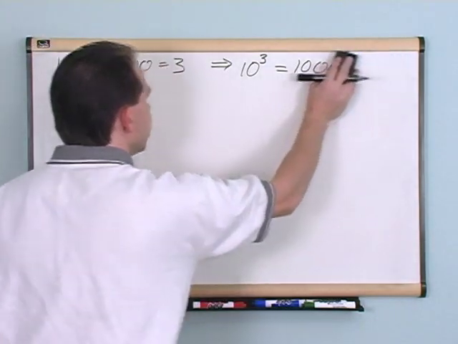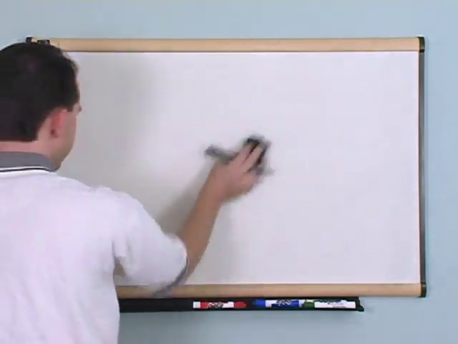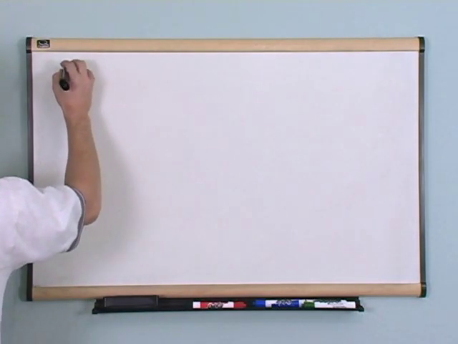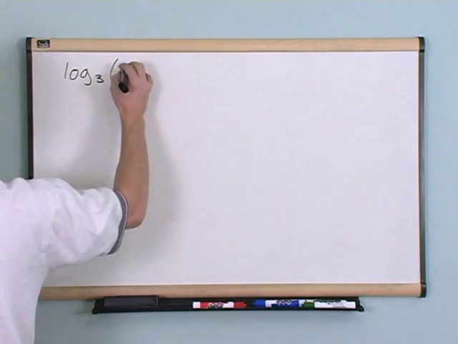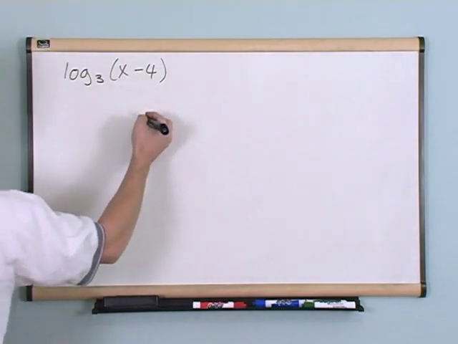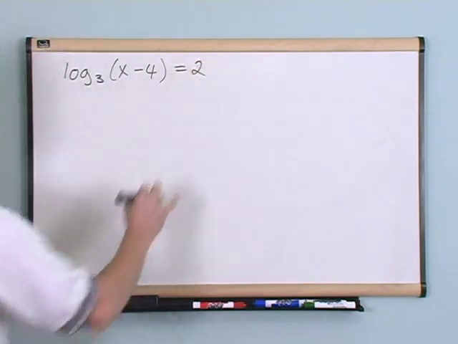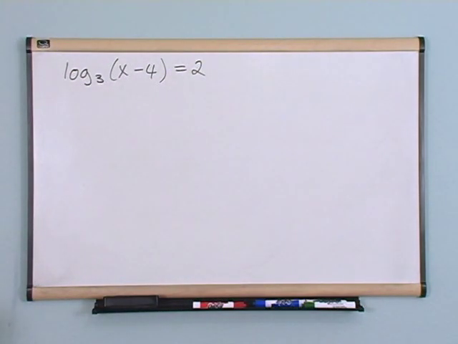Let's try to solve a few equations with logarithms. See if we can understand why this stuff's important. What if I had log base 3 of x minus 4 equals 2? Okay, how would I solve that problem?